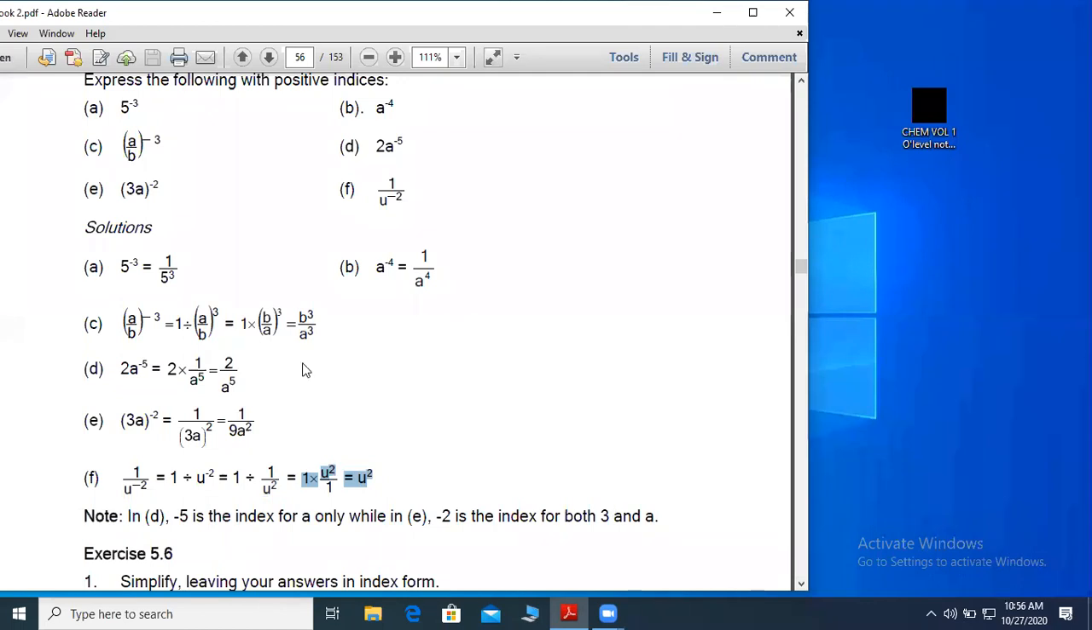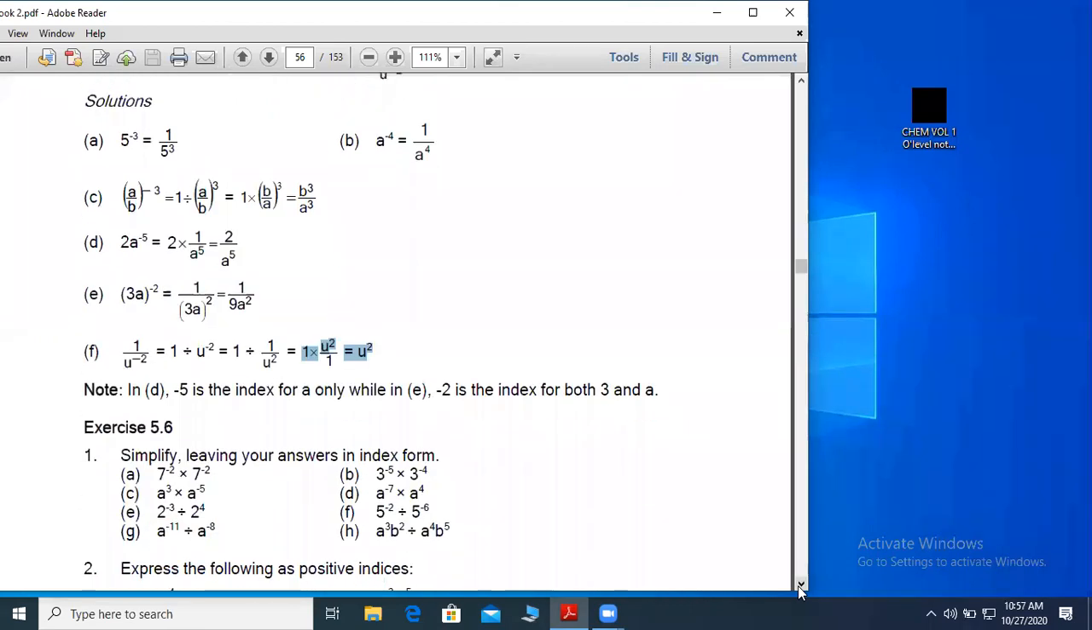So we have done these examples. I don't know if there is anyone who is having a question. Any question? Please feel free.